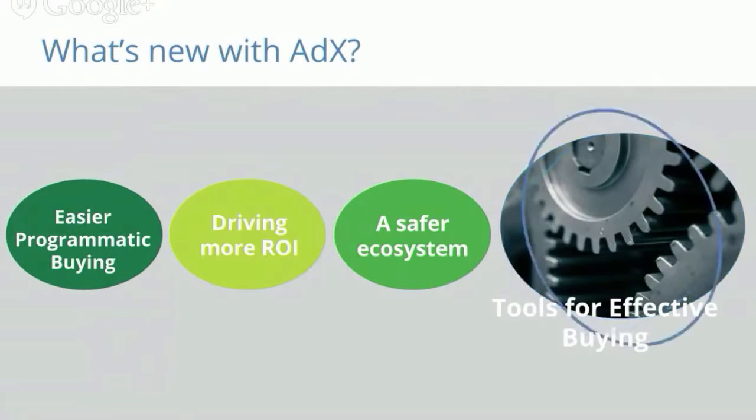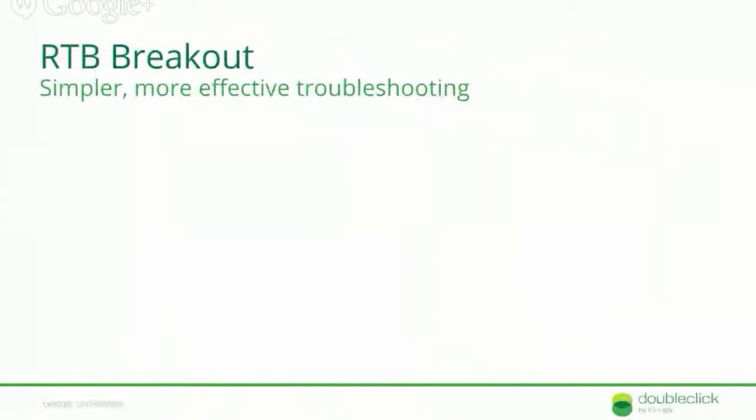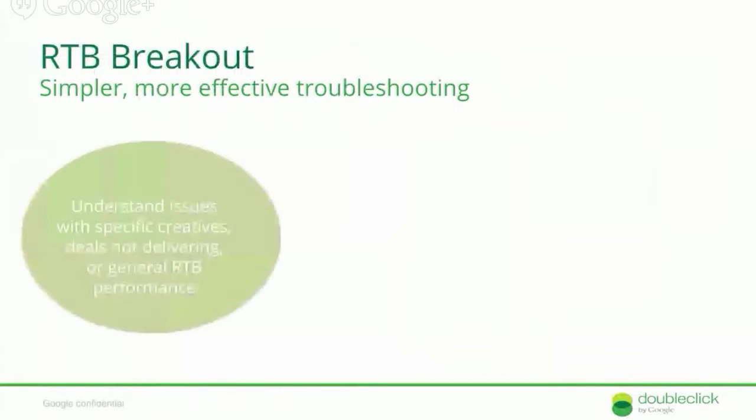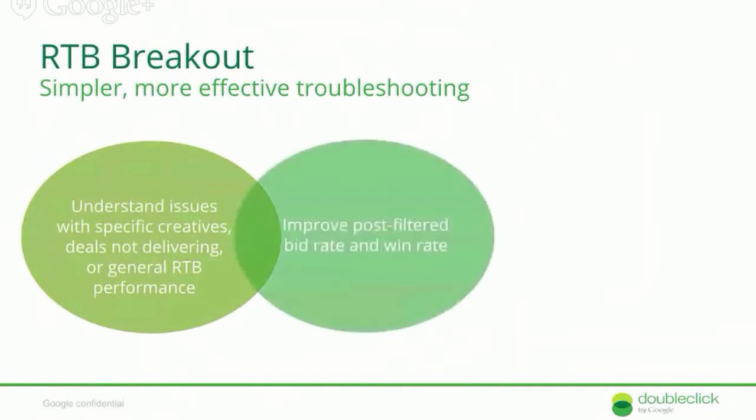Next up, debugging tools. This is something that we launched a month and a half ago, and we want to make sure that everyone is checking this out and understands what this is. RTB Breakout is a troubleshooting tool for open auction and for deals to understand when you are not transacting, why, and to get to the root cause.